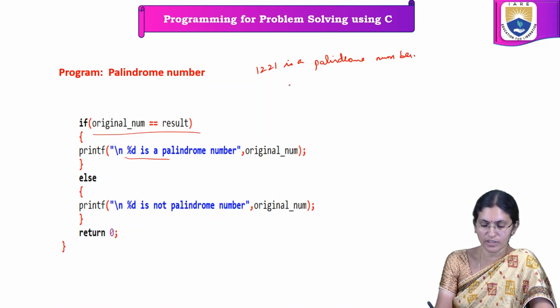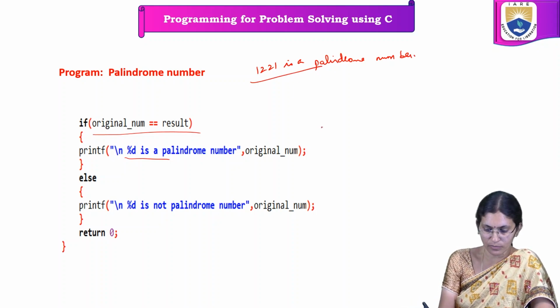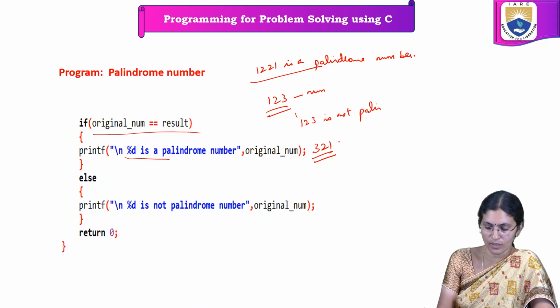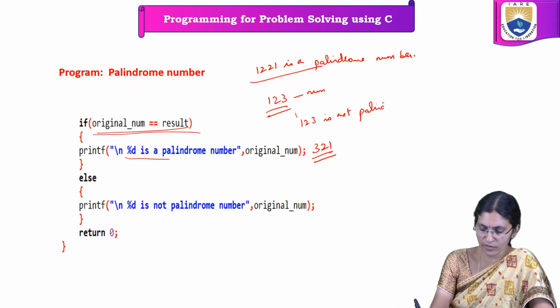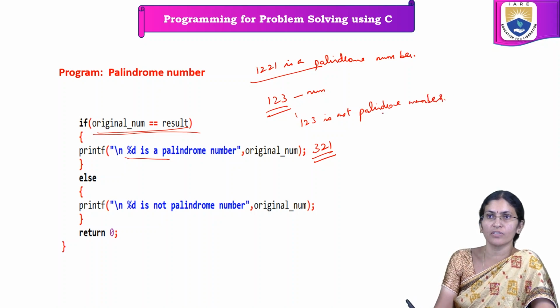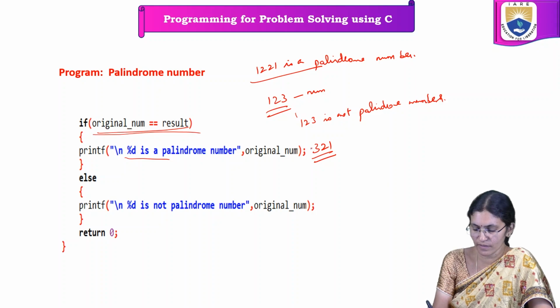Now if it is a 3-digit number, if you give another input, so suppose 1, 2, 3. So if this is the num value which you have given, then the output is 1, 2, 3 is not palindrome. Why? Because if you reverse this, 3, 2, 1 is the reverse. So original number is not equal to the result. Therefore this is not a palindrome number. If you want, you can verify the code for this.